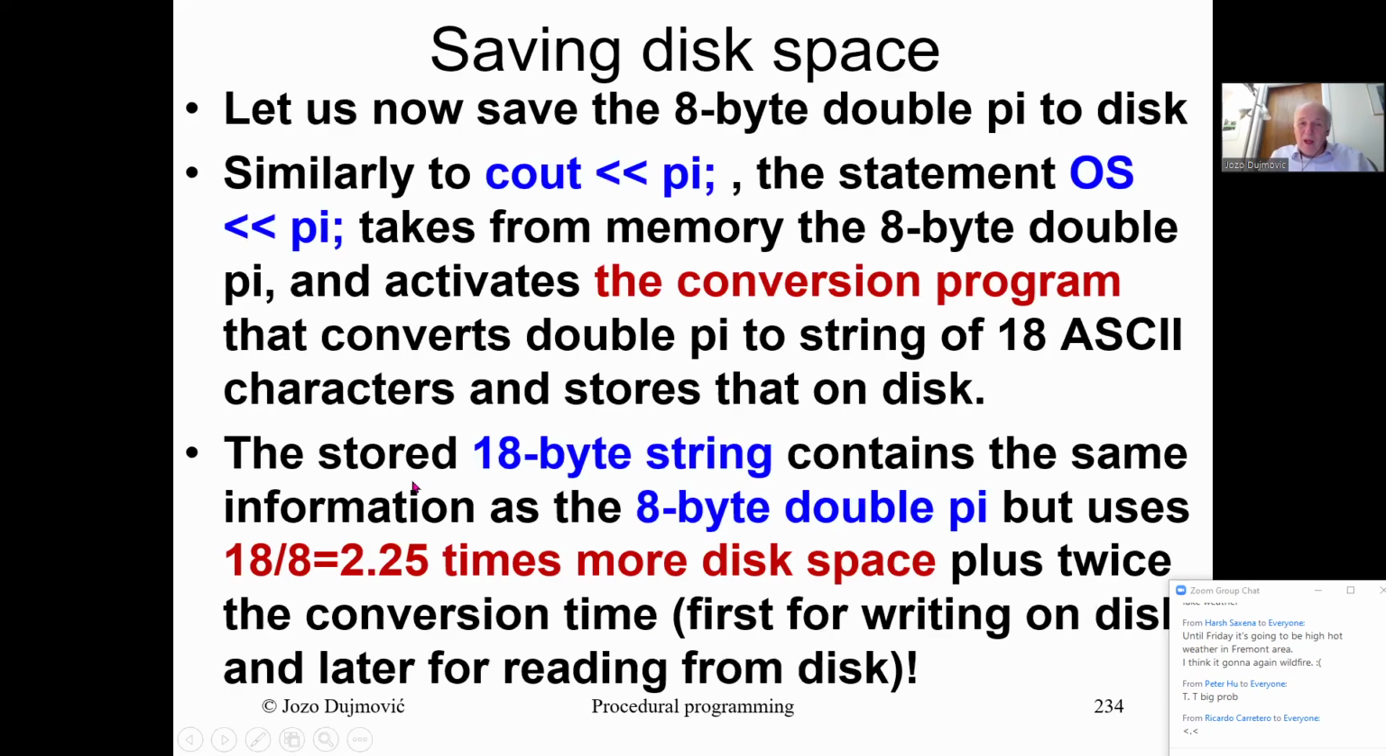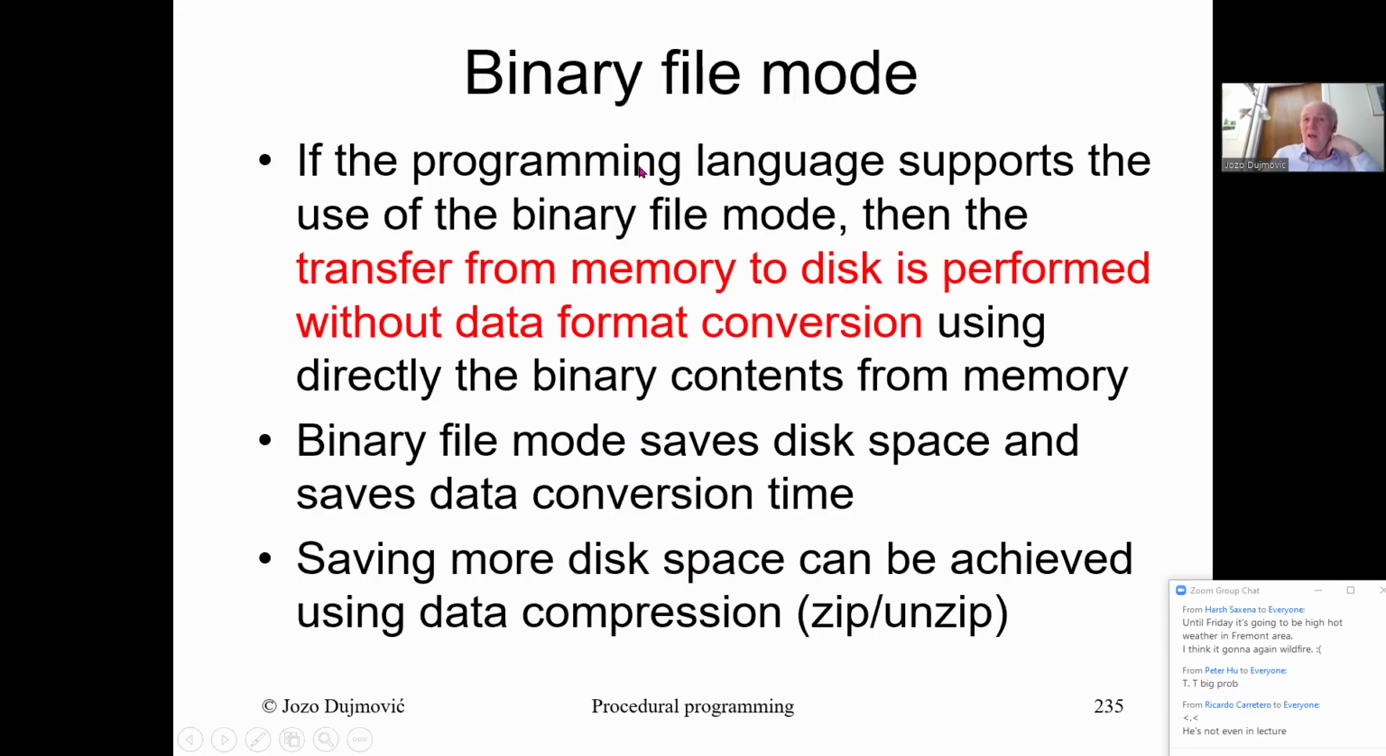Okay, so the stored 18 byte string contains the same information as the 8 byte double pi, and therefore uses 2.25 times more space, plus twice the conversion time to read and write. So this is not okay. If your programming language supports binary file transfer mode, then it is much better. So that is what is important.